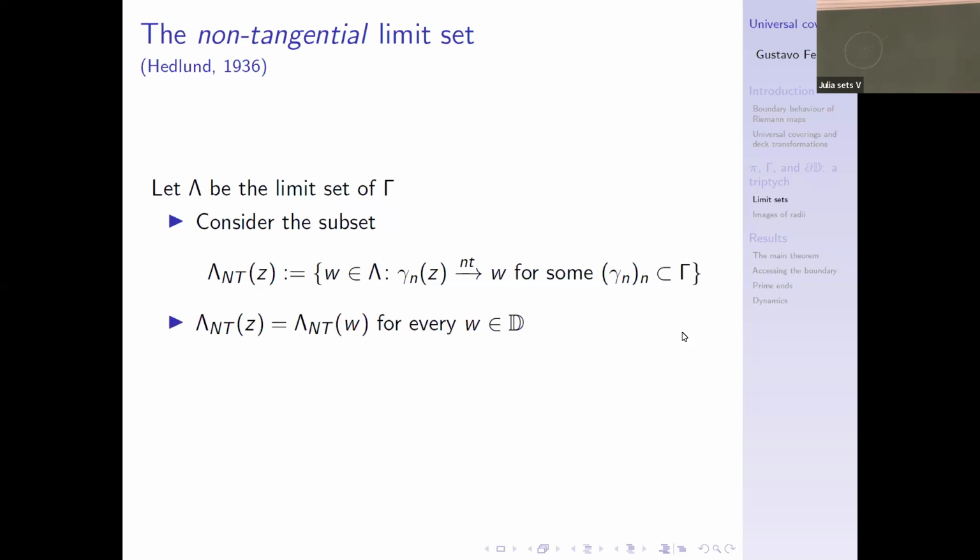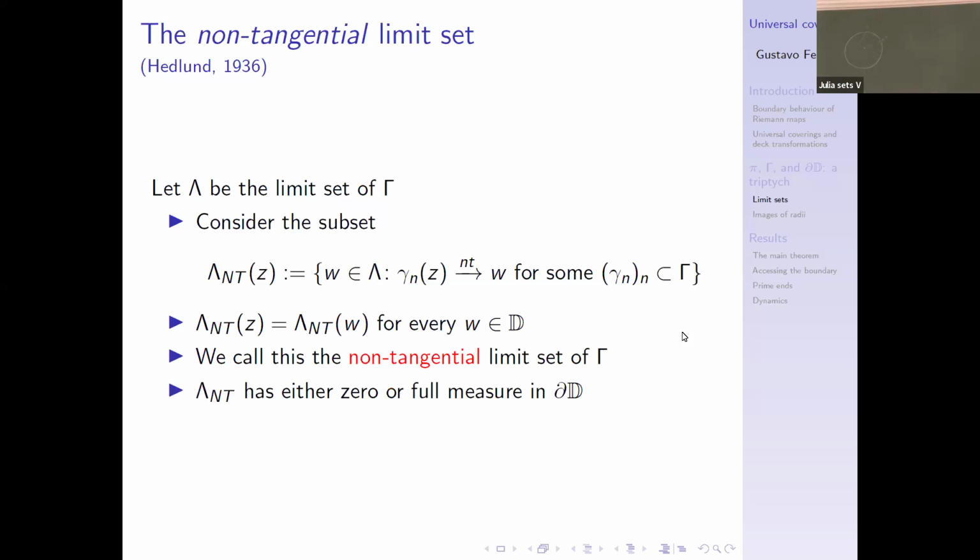And again, basically by the same argument as before, I will get the same set regardless of which base point I pick for calculating the orbit. And we're going to call this guy the non-tangential limit set of my group gamma.